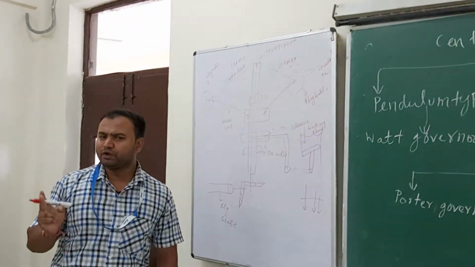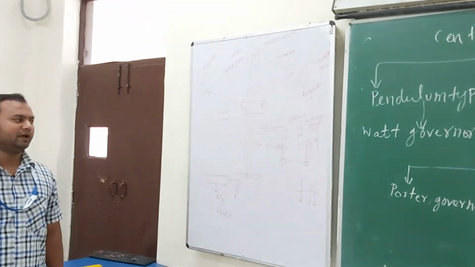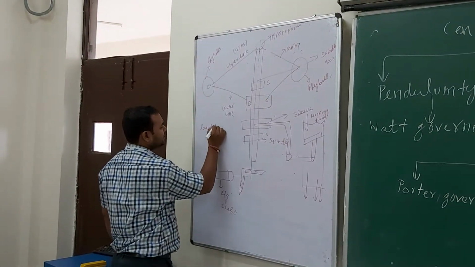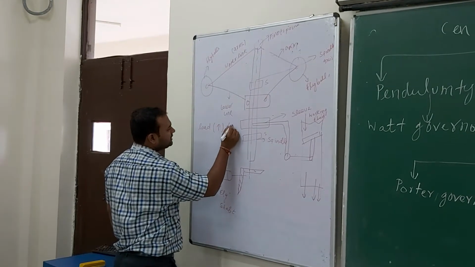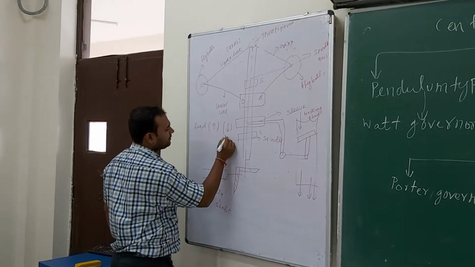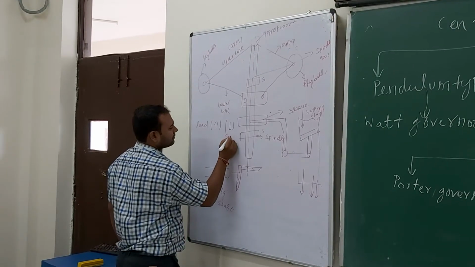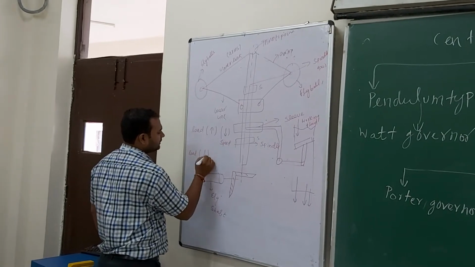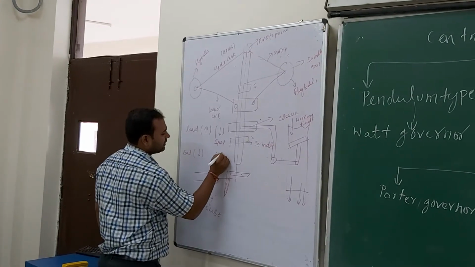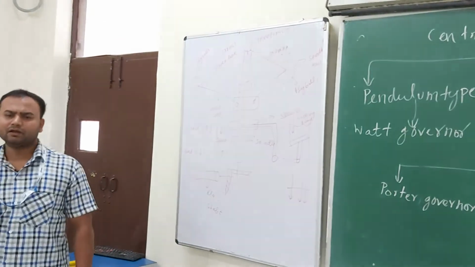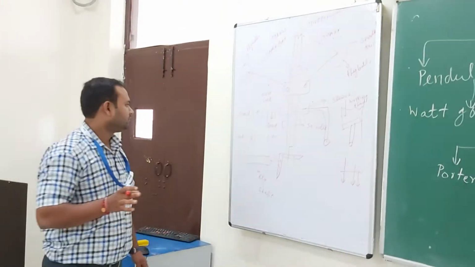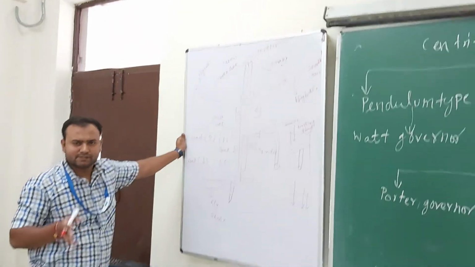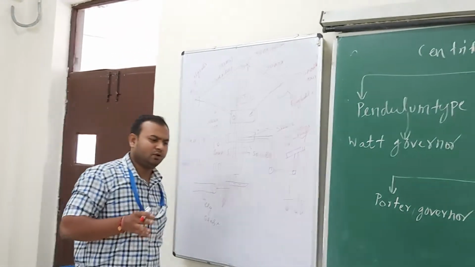So here we study two cases. First case, when the load on the engine increases, then the speed of the engine decreases. This one is speed. When the load on the engine decreases, then the speed increases. So here we can understand these two cases. The first one is when the load on the engine increases, that causes the speed to decrease. We already know about this.